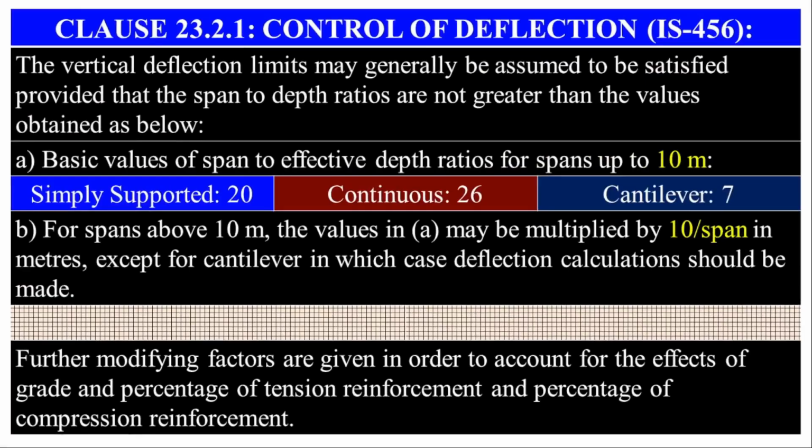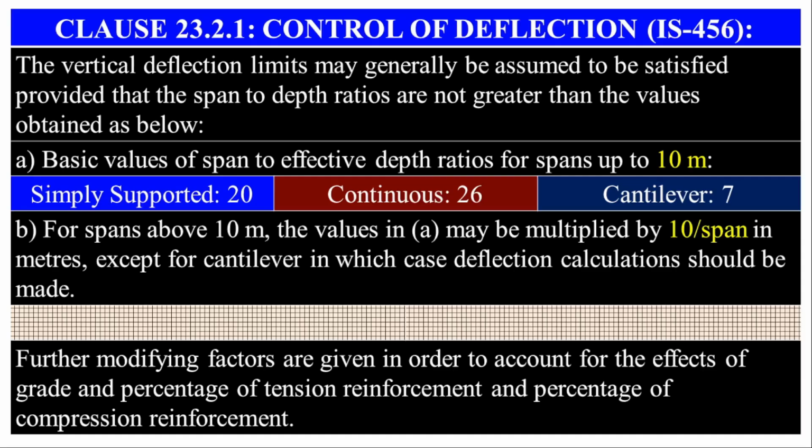Let's begin our discussion on the control of deflection as per IS456-2000 by examining Clause 2.3.2.1. This clause states that the vertical deflection limits may generally be assumed to be satisfied if the span to effective depth ratios of structural members are not greater than the values outlined below. These are empirical guidelines that help avoid detailed deflection calculations in many common scenarios.